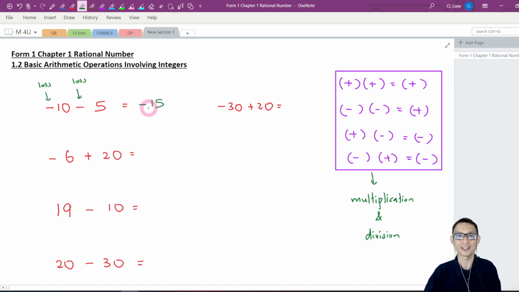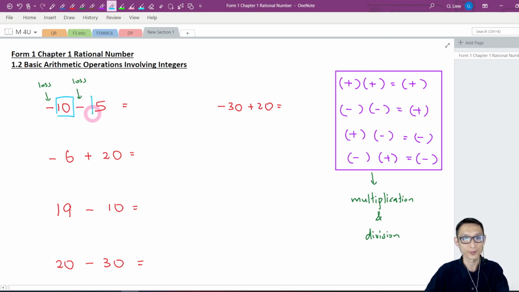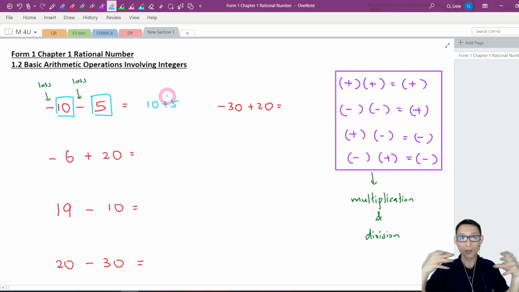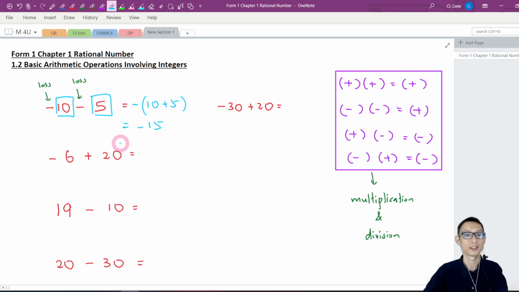So how do we get the negative 15? As I told you just now, when you see the two numbers having the same sign, right? You just add up the two numbers. Take 10 plus 5. Because this is loss, this is loss. We add up the two numbers so that we get the total loss. And then follow their sign. Negative 15.